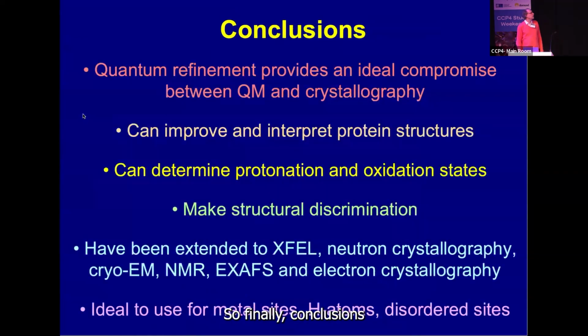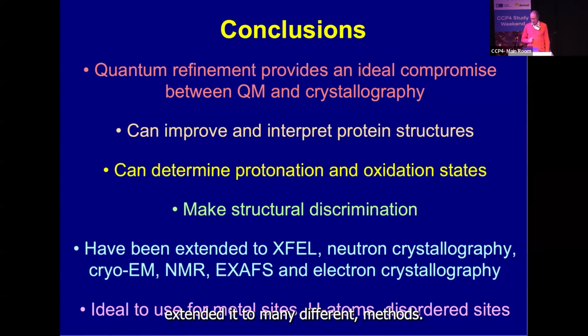So finally, conclusions. I hope I have shown you that quantum refinement shows you an ideal compromise between quantum chemistry and crystallography. You can use it to interpret, and you can use it to improve structures. You can determine protonation states. I didn't show you, but we can also see what oxidation states we have. We can make structural discrimination between competitive structures.